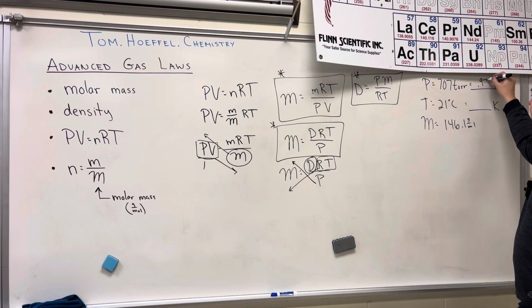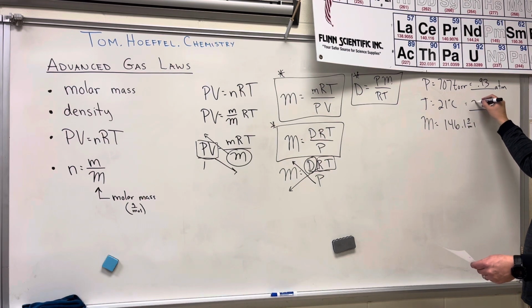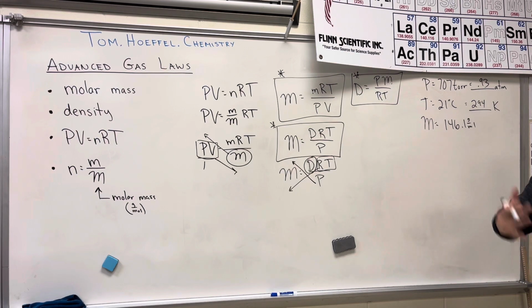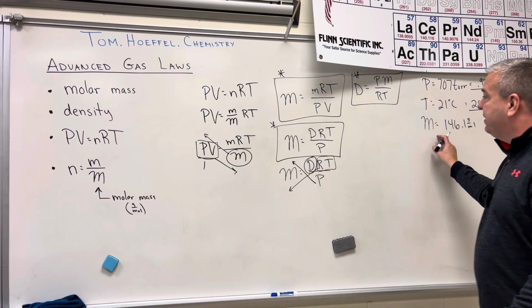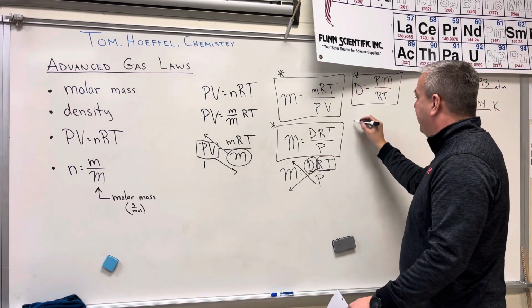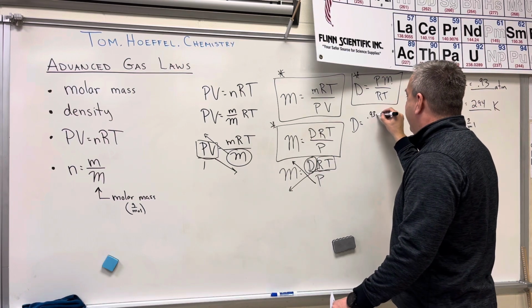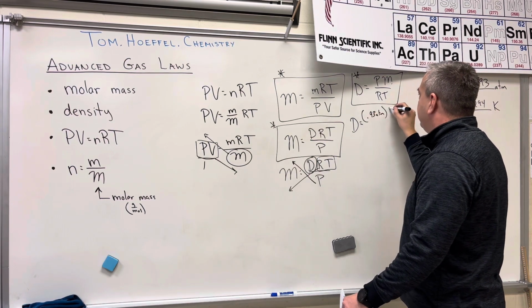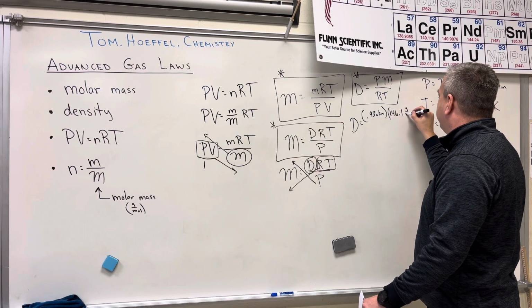707 torr converted over to ATM, and I do that by dividing by 760, is going to give me 0.93 ATM. 21 degrees Celsius into Kelvin is going to give me 294 Kelvin, and I did that by adding 273. And then I just plug all this stuff into the density equation, which I've already derived here. So the pressure is 0.93 ATM. The molar mass is 146.1 grams per mole.